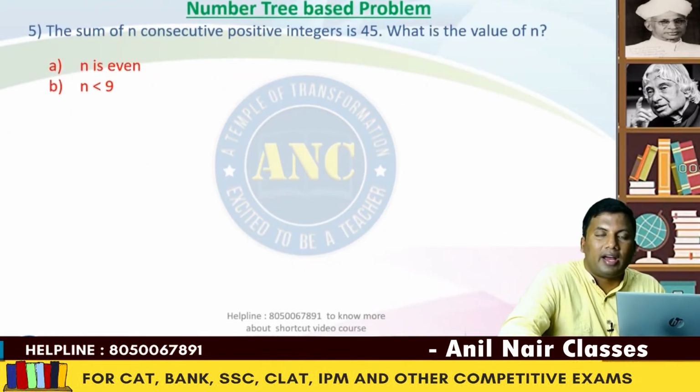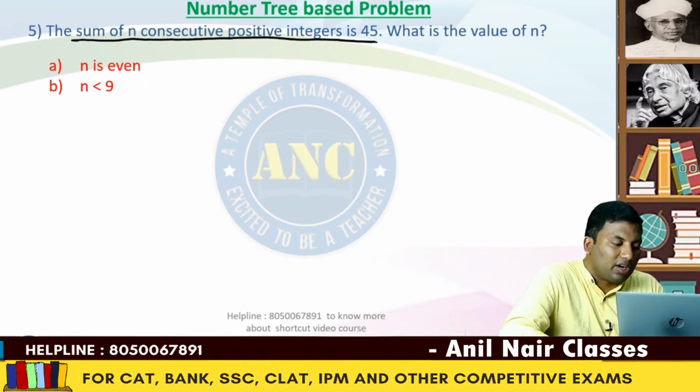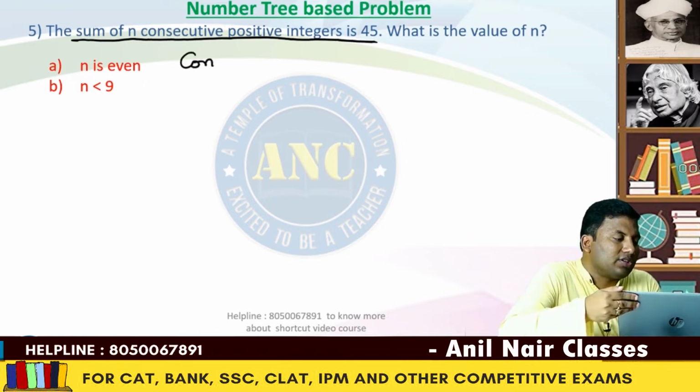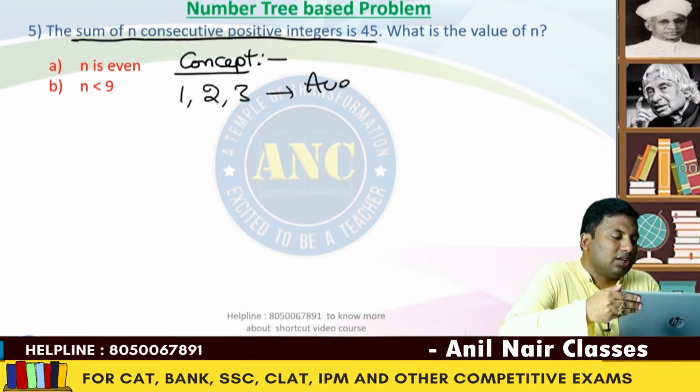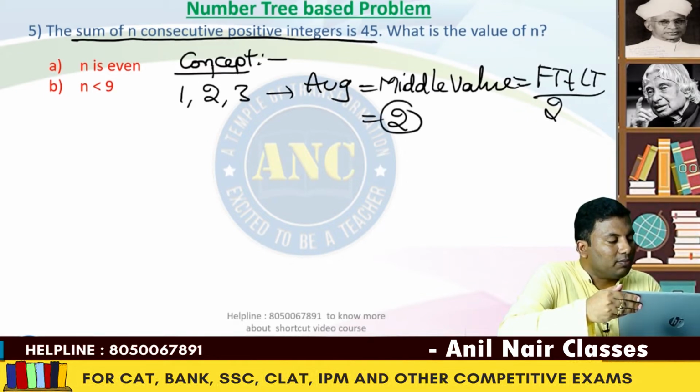Question number 5, another beautiful question, sir. Sum of n consecutive positive integers is 45. First we will discuss a concept. Suppose I take 1, 2, 3. Average is nothing but the middle value, or it is nothing but first term plus last term by 2. 1 plus 3 by 2 is 2. That is the middle value.